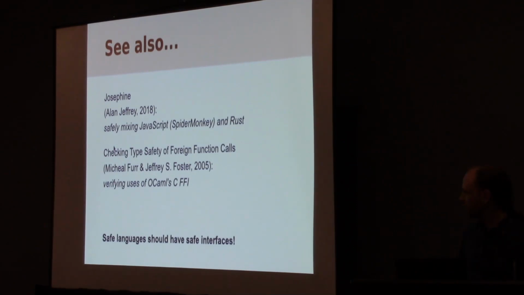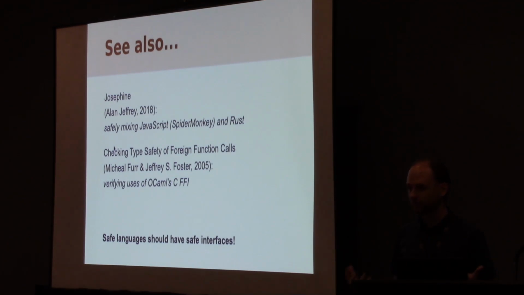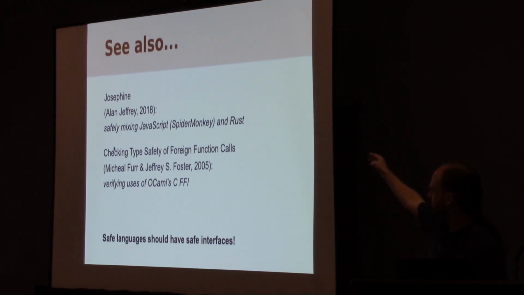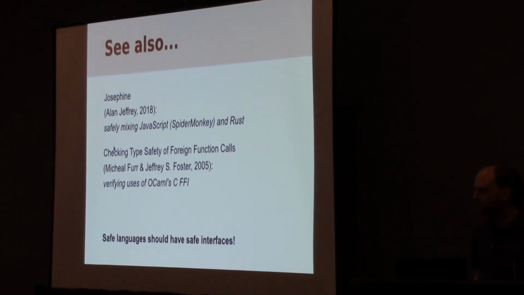So, in general, I want safe languages to have safe interfaces. If I'm mixing two safe languages in a single project, which is a very sensible thing to be doing, then the glue between them should be just as safe as the languages themselves. Two other things in this direction that are worth having a look at are Josephine by Alan Jeffries recently, which is similar to this, about mixing JavaScript, the Mozilla SpiderMonkey implementation, and Rust. And a paper from a while ago that was doing similar checking to OCaml CFFIs, although since it was still C, there was still some safety there.